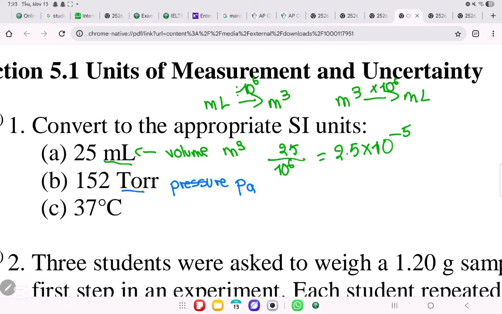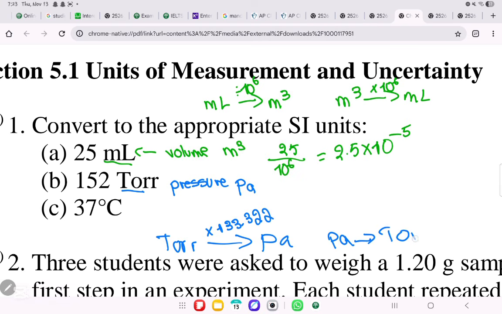Now, how do we change from torr to Pascal? Very simply, you will multiply by 133.322 Pascal. And when we're going from Pascal to torr, we divide by 133.322.